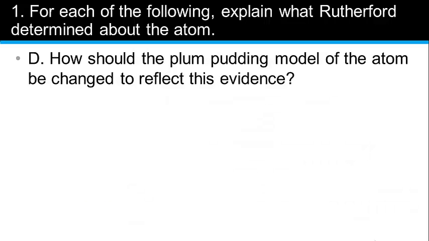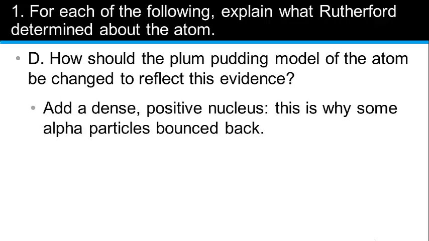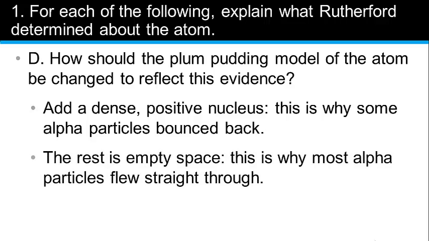So how should the plum pudding model of the atom be changed? We need to go from the plum pudding model to what's known as the Rutherford model. So we have to add a dense positive nucleus. The evidence for this is that some of the alpha particles bounce back. The rest of the atom is going to be empty space. The evidence for this is that most of the alpha particles fly straight through.